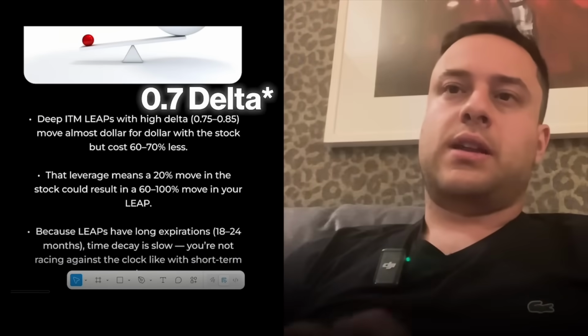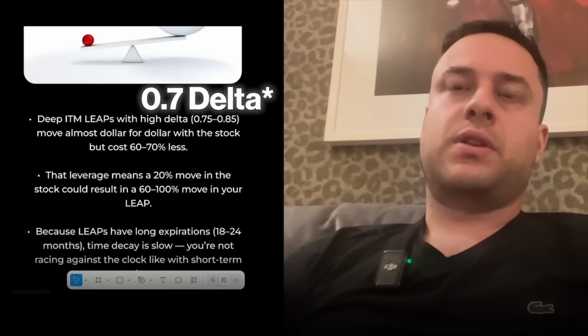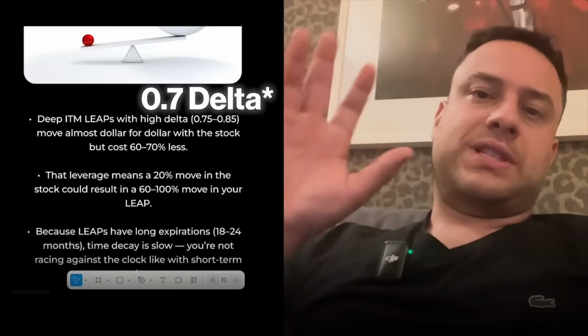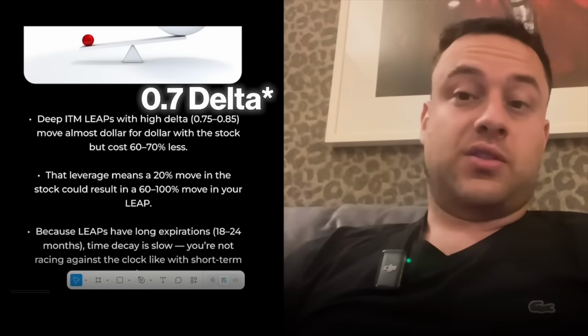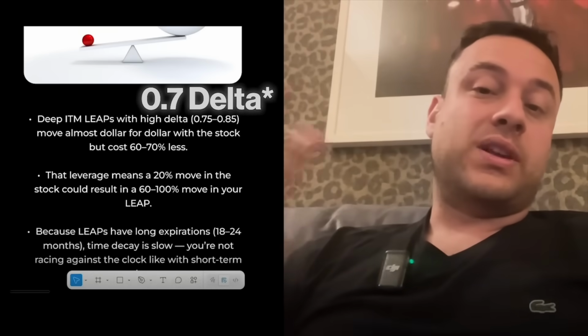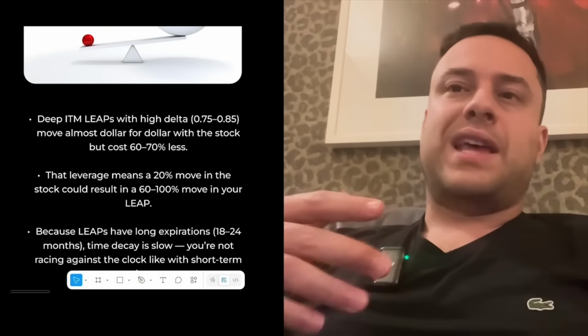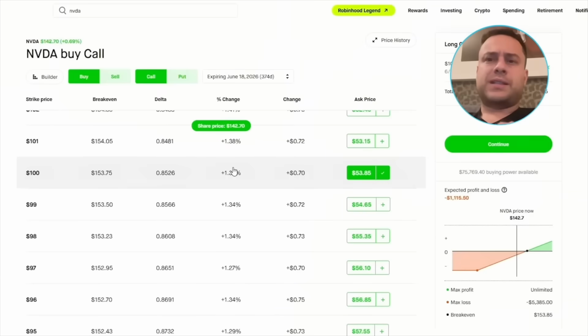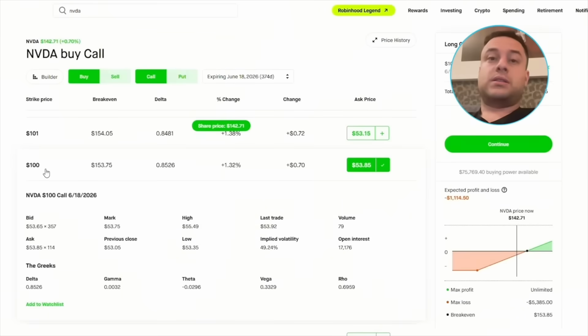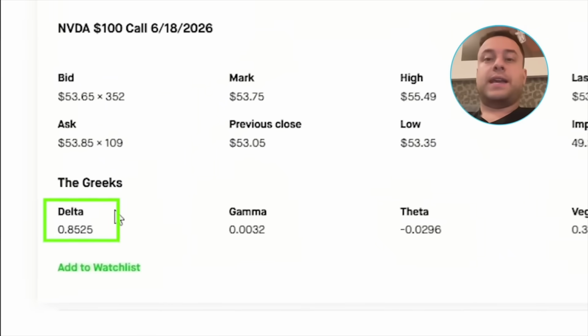Here, my financial analyst wrote 0.75, 0.85 when he was making the slides with me, because 0.75, 0.85 is really kind of like that gold standard of replacing your stock. You're essentially owning stock for a fraction of the cost, right? At that point, you're basically moving dollar for dollar with the stock. And what I mean by that is, going back to the beginning, when a stock goes up $1, you make $1. But with this LEAP option, when the stock goes up $1, you go up 85 cents.